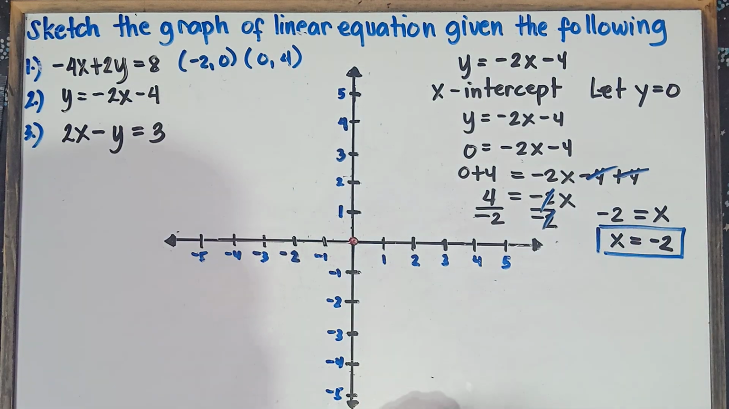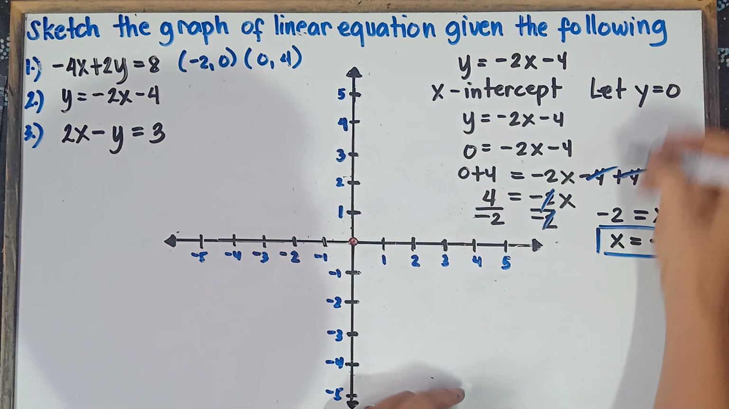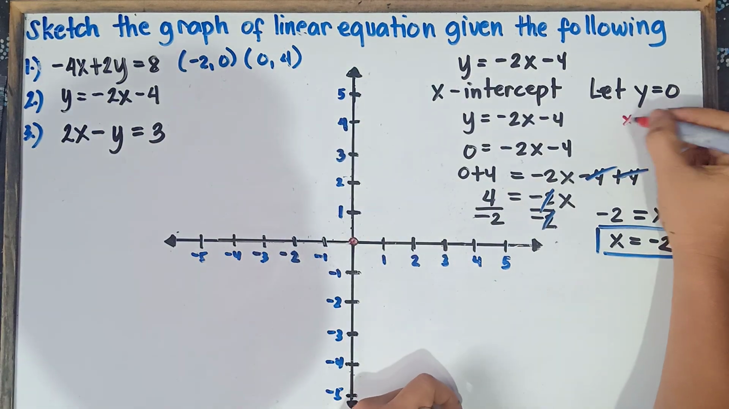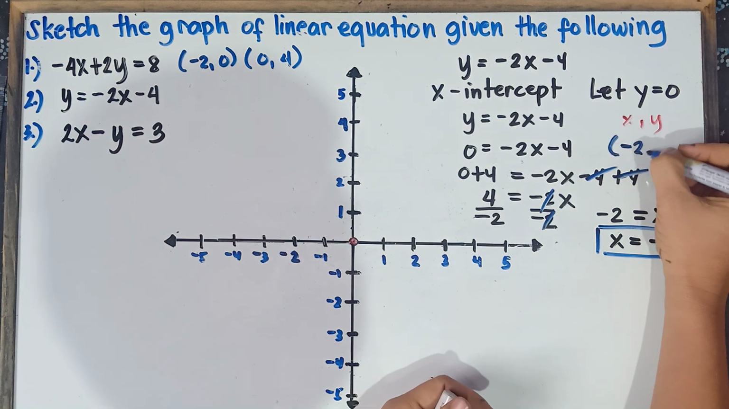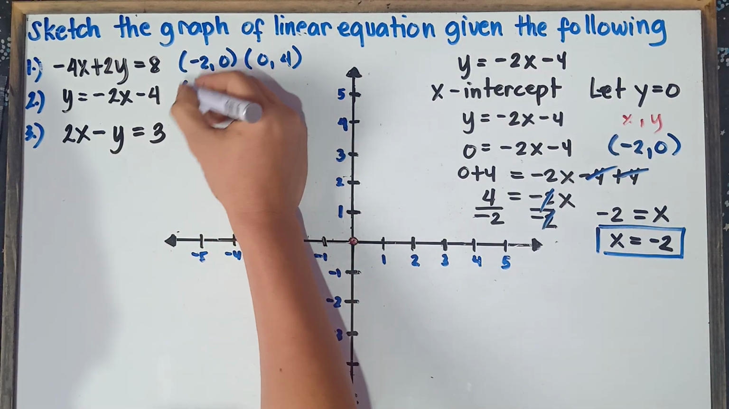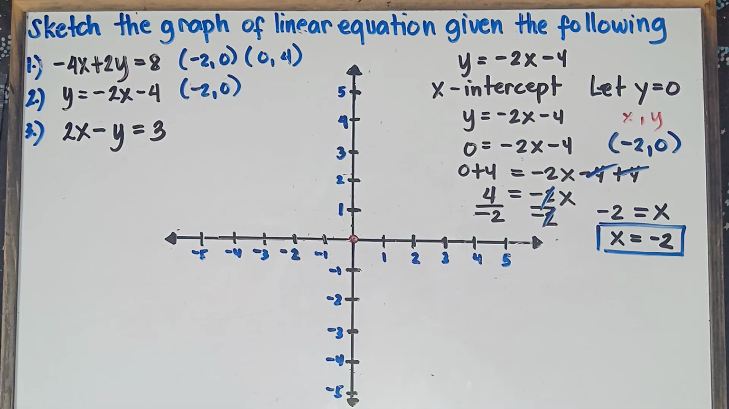Alright, so therefore, our x-intercept is negative 2. And we can write our ordered pair for the x-intercept: x and then y. So our x is negative 2 and then our y is 0. So this will be negative 2 and then 0, our first answer.